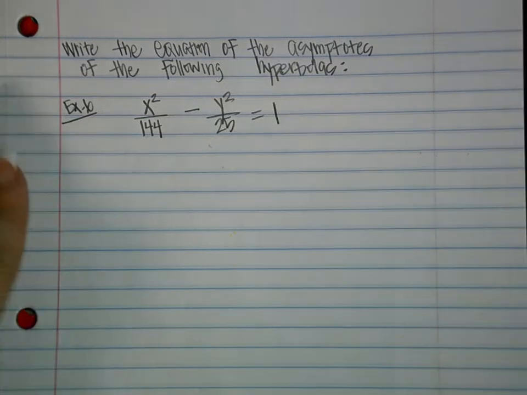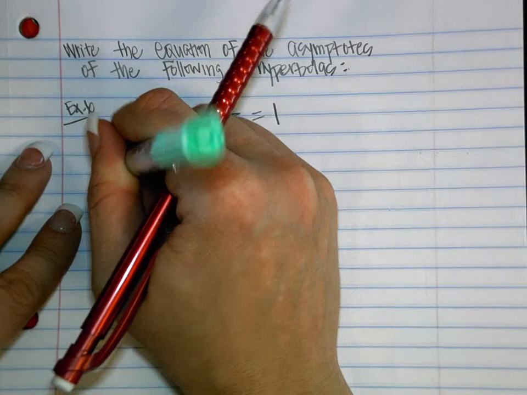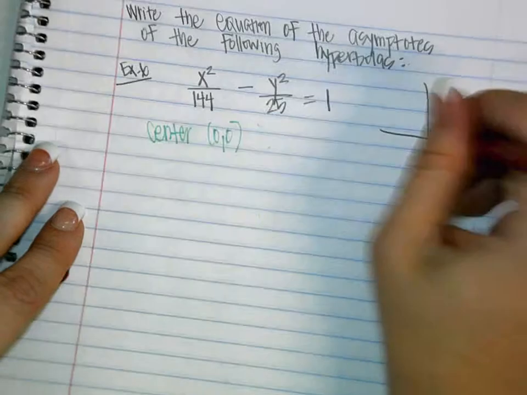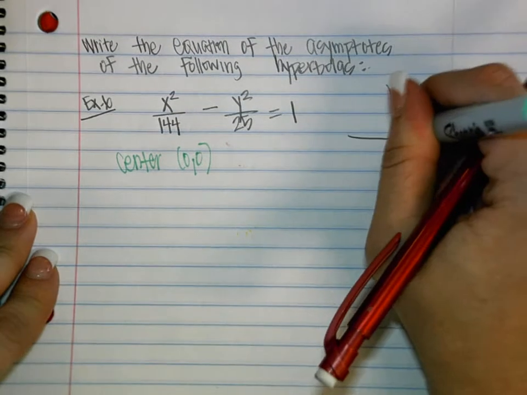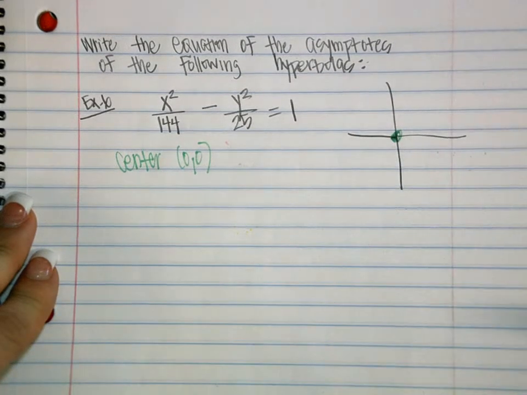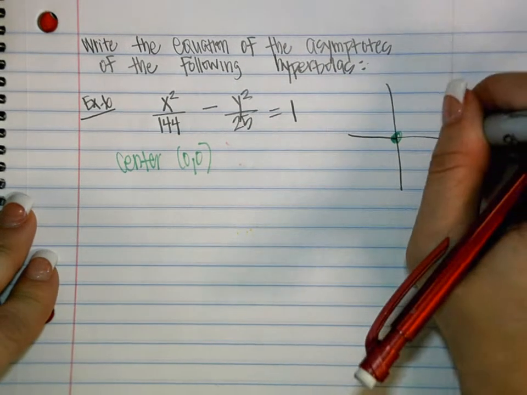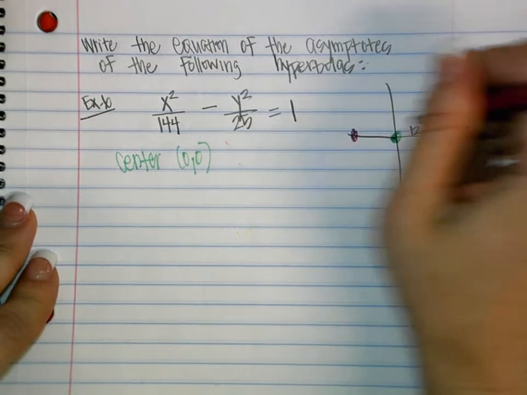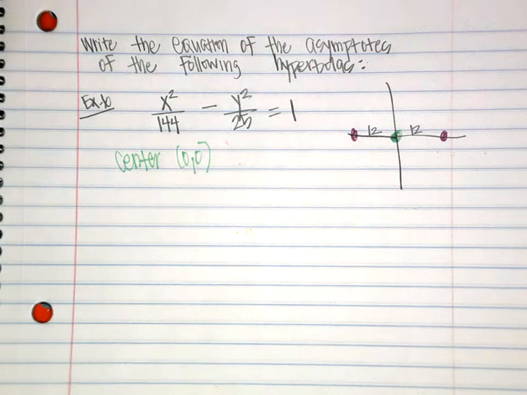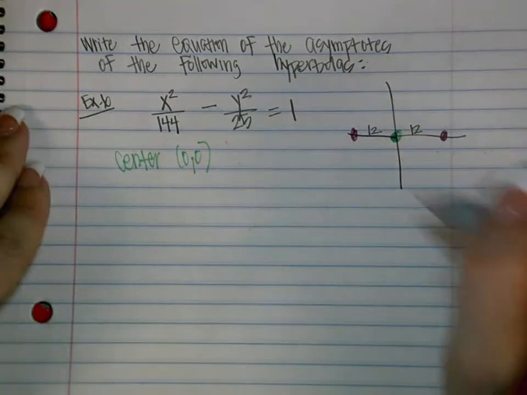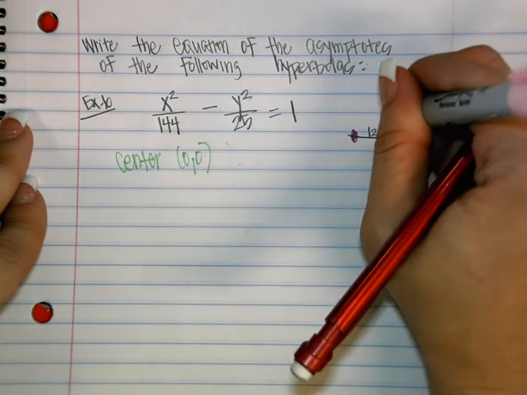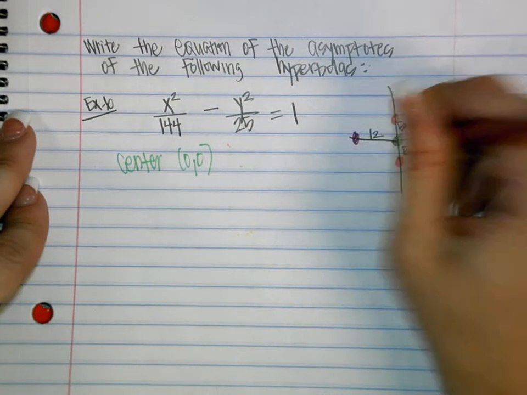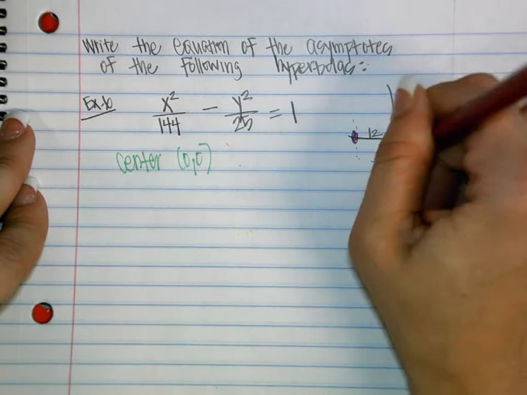So what would be the center? Center is at 0, 0. Okay, we're just going to make a rough sketch. Doesn't have to be perfect. So 0, 0. How far will I move side to side? 12. Don't have to put all the dots. I will encourage you to write the number though. Okay, write how far you're going side to side. How far should I move up and down? 5. Yes. 5 and 5. Make your dotted box, dotted rectangle.